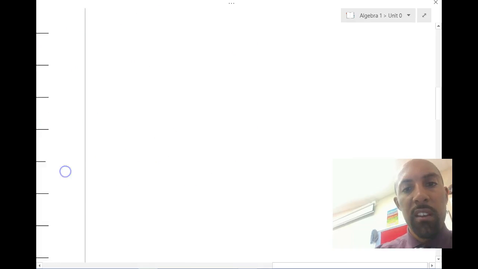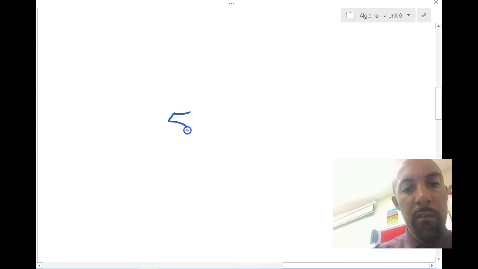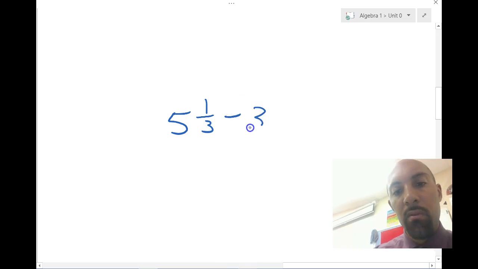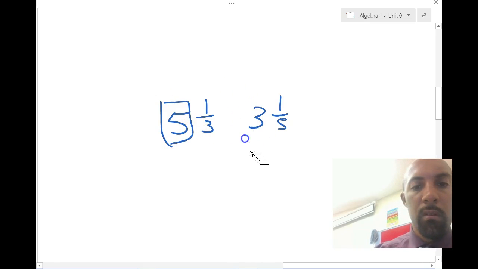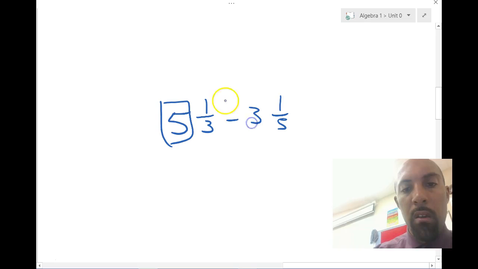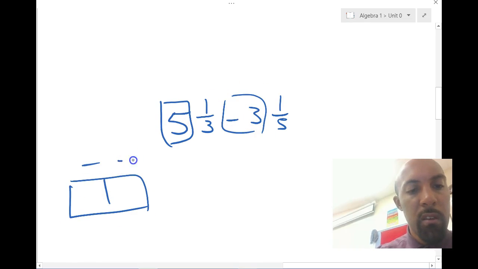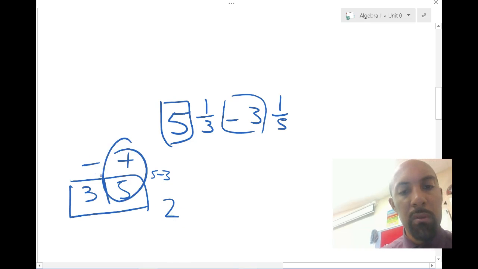Let's try another one just like that. Okay, so let's say I have 5 and 1 over 3 minus 3 and 1 over 5. First, the big numbers. Okay, so 5 and 3 are negative 3. Negative 3 goes here, 5 goes here. Different box, 5 minus 3 is 2, and it's plus 2.